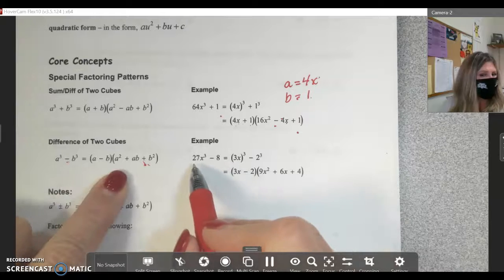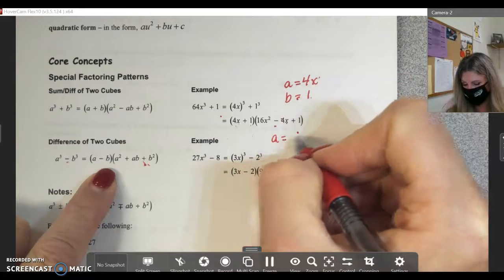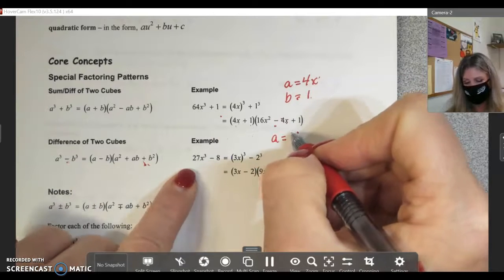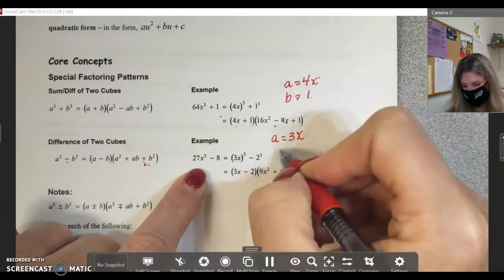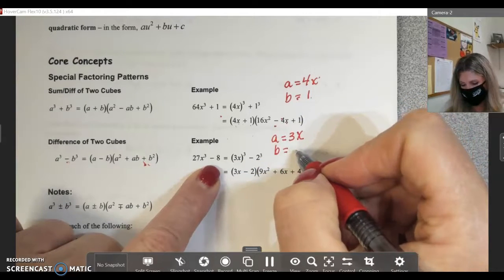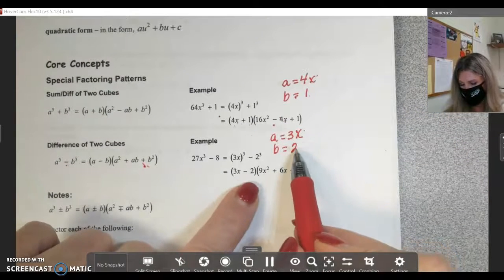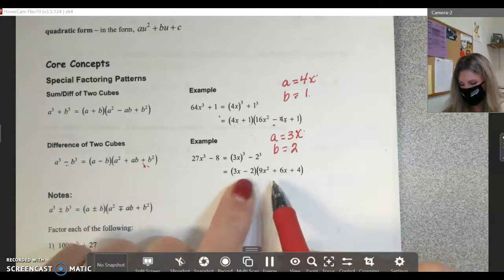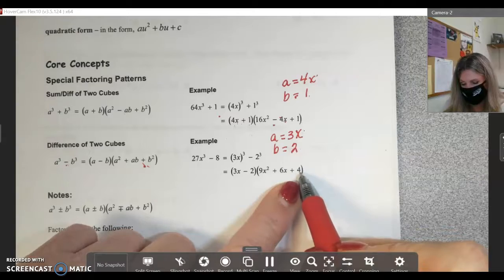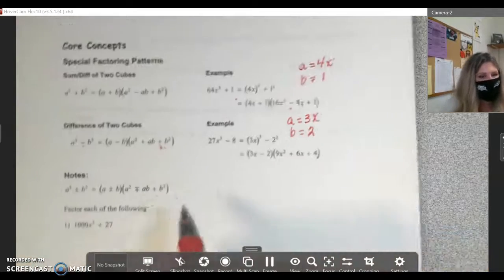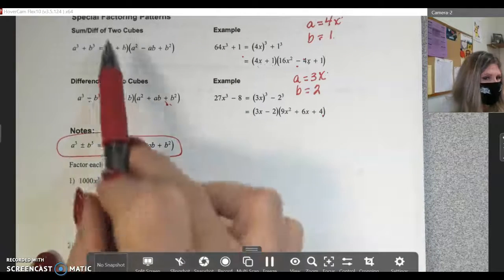And so looking at an example here, what is the cube root of 27x cubed? What's the cube root of 27? And what's the cube root of x cubed? Okay, now for b, what is the cube root of 8? And now we just apply our formula. So it's going to go a minus b, a squared, opposite sign, so it's plus ab, times b, or plus b squared.